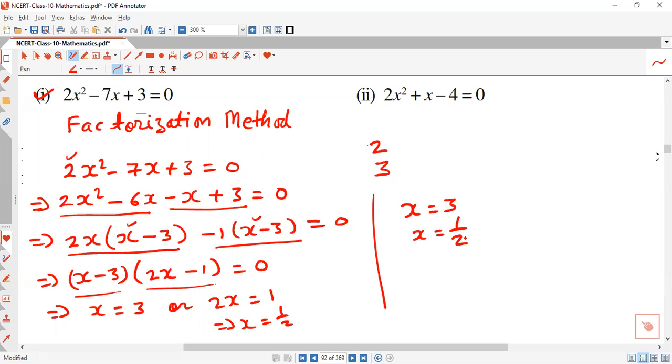You have seen both methods for this question. These two methods are very popular. You can use either the factorization method or the quadratic formula. In both ways you will get the answer, and you can use whichever method you like. Now we want to do another question. Question number 2.